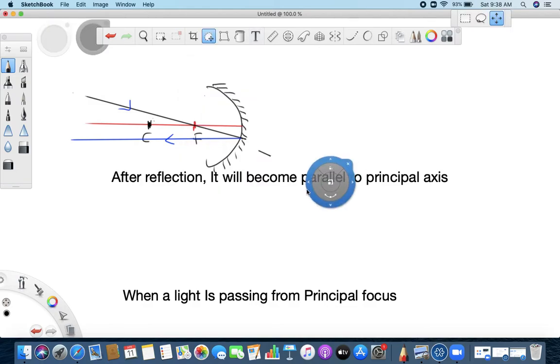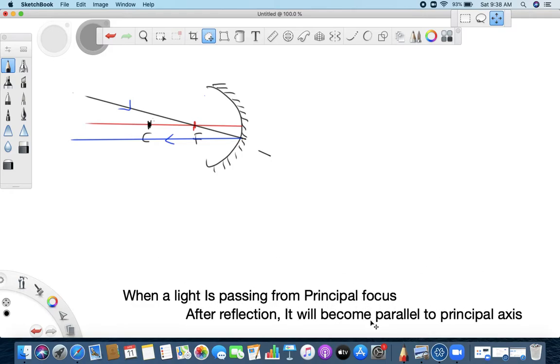So it is exactly the reverse of what we saw in the previous case. In the previous case, when a light ray is parallel to the principal axis, after reflection it passes through the principal focus. This is the reverse: if a light ray is passing through the principal focus, after reflection it will become parallel. The same is the case.